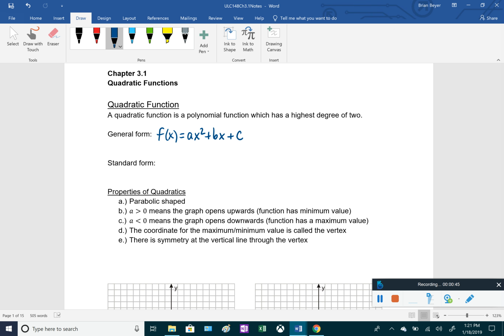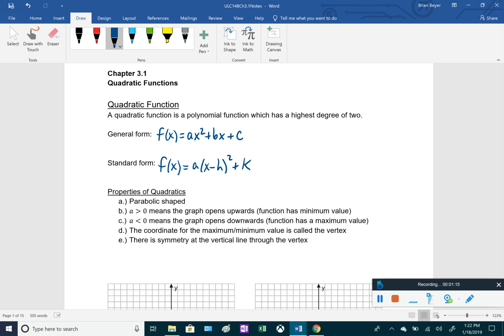Standard form is going to be f of x equals a times (x minus h) squared plus k. So here the a, h, and k are constants, and you can see it's kind of in this factored form with the x minus h, that binomial squared. Okay, so those are going to be the two forms that we're going to be seeing these in primarily.